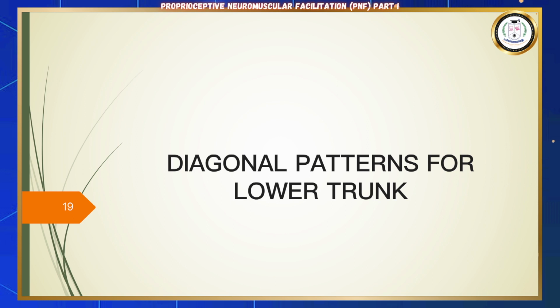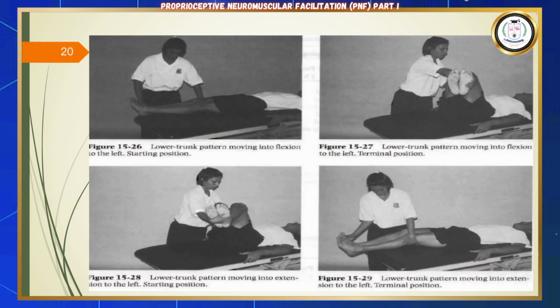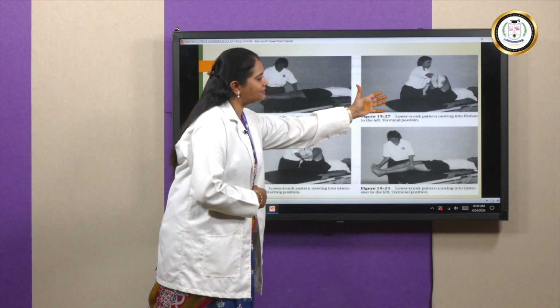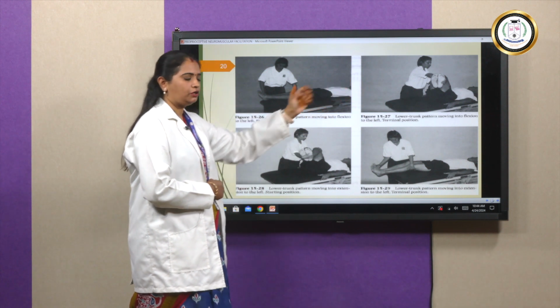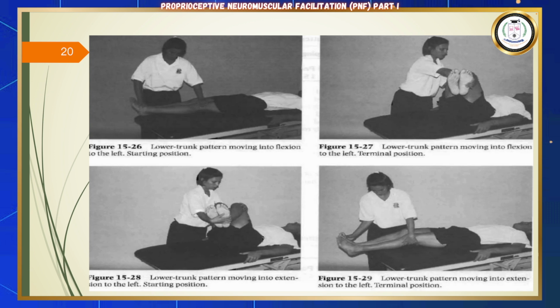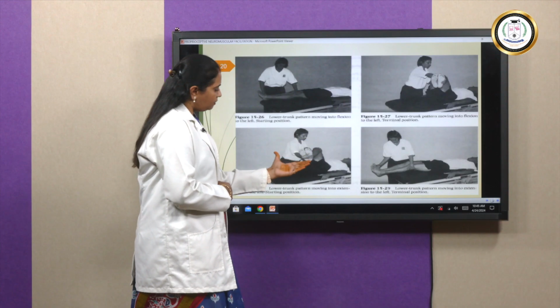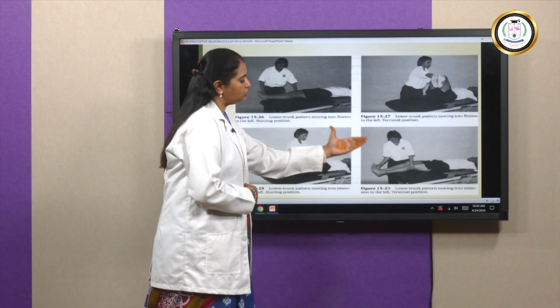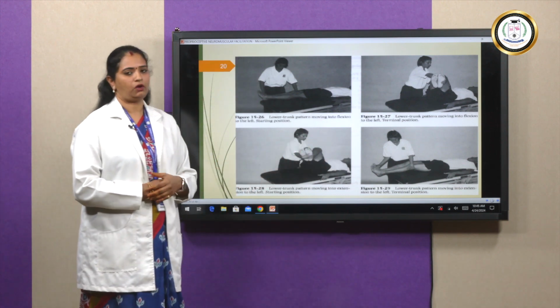Let us go into the diagonal patterns of the lower trunk. The lower trunk also provides a pattern from starting position into a flexed position having a rotational component at the pelvis. In the lower trunk pattern which goes into the extension position from a flexed position, the patient also guides the movement along with the manual contact.